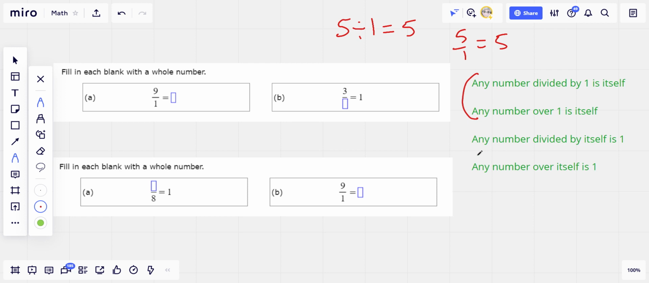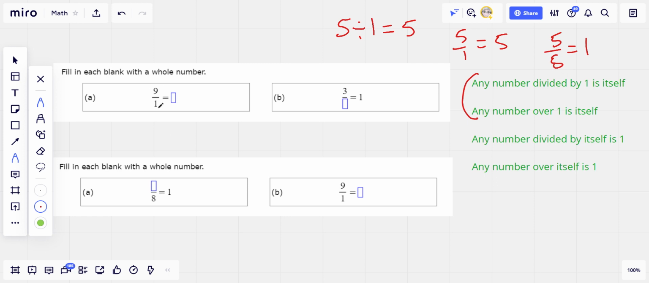The other rule is this: any number divided by itself is 1. So 5 divided by 5 is 1. Or you can write that the other way with the division symbol too, but it's the same thing. 5 divided by 5 or 5 over 5, that is always 1. So if you've got those two rules down, you'll be able to get these problems no sweat.